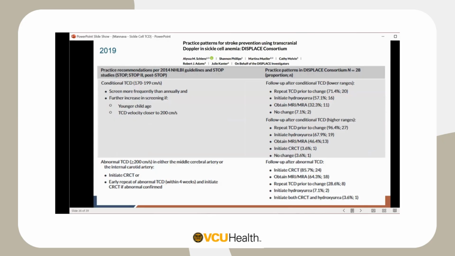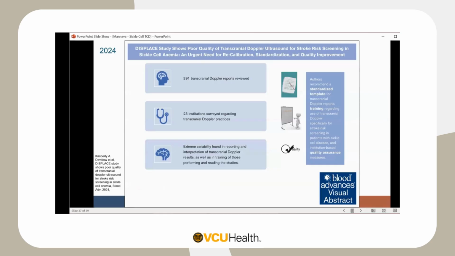You can also take a look at this table in the recording later for more detail, but essentially what this shows is that after you have a conditional or abnormal TCD, people are doing different things: not immediately initiating transfusion, sometimes initiating hydroxyurea, sometimes doing follow-up imaging first. So we really need a standardized protocol. And even in terms of how people are reporting TCD findings in sickle cell patients, there's extreme variability found in reporting and interpretation.